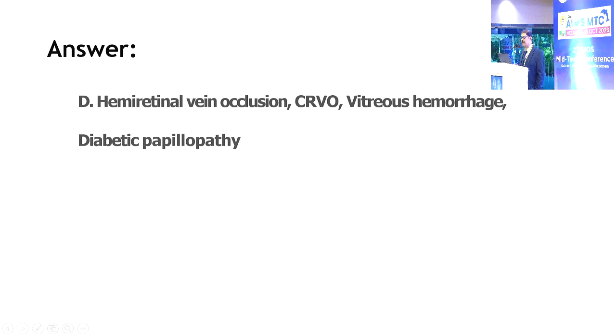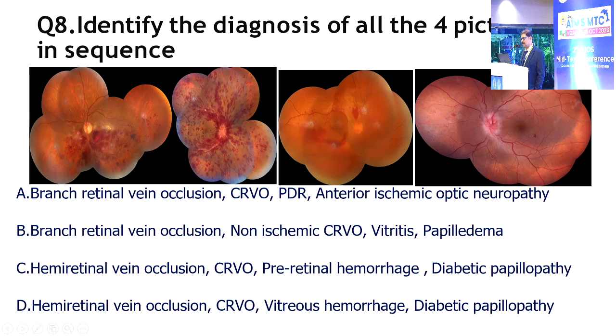The answer is option D: hemiretinal vein occlusion, CRVO, vitreous hemorrhage, and diabetic papillopathy. Look carefully at the diagrams. You can see the first diagram having almost hemiretinal vein occlusion, then central retinal vein occlusion, and vitreous hemorrhage in the third diagram. And the fourth one is diabetic papillopathy. It often mimics any optic disc edema.